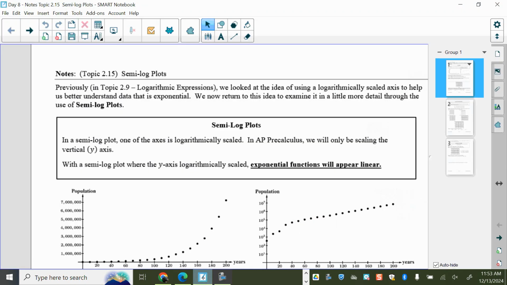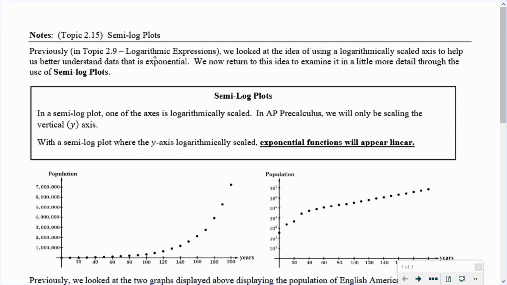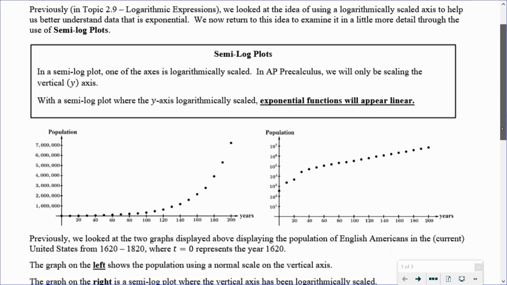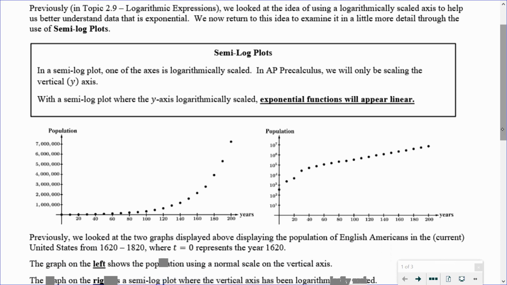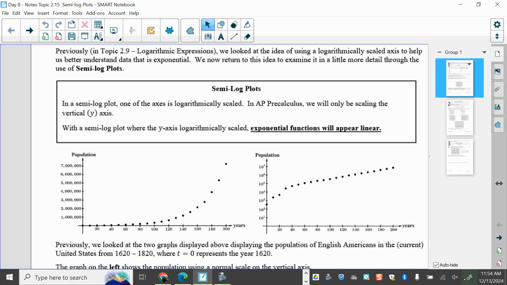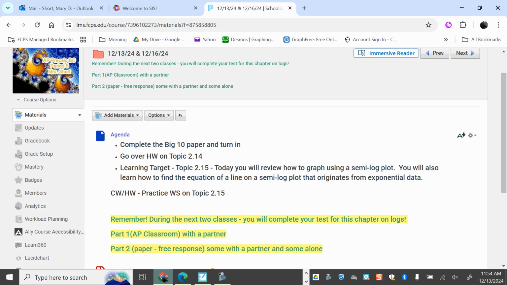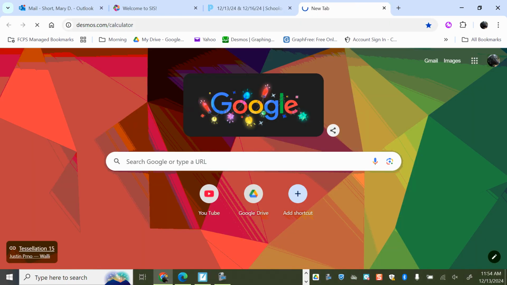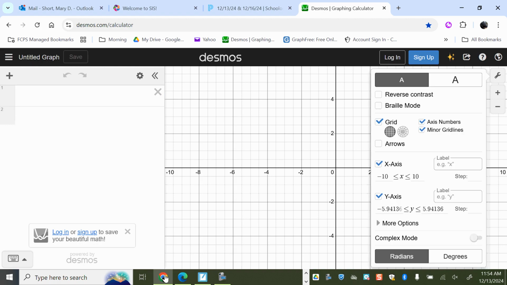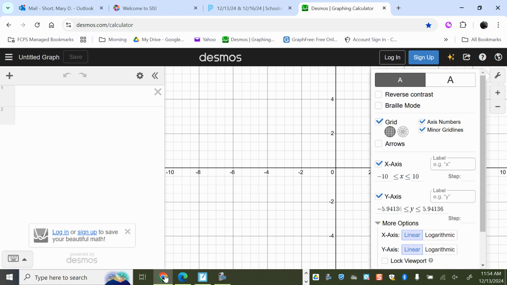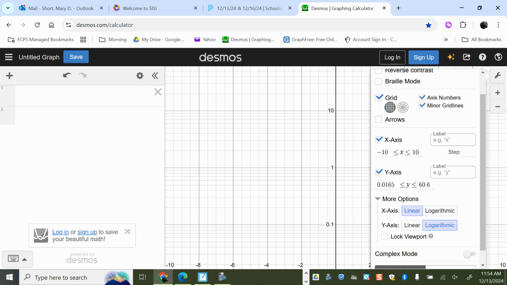All right. So semi-log plots here. You already know this whole first part, because we talked about semi-log plots along the way throughout the chapter. The main thing to know is, if you're doing it on Desmos, there's a little button to make a semi-log plot. If you put in your table, you go to the wrench, go to more options, and then you make your y-axis logarithmic, and then you get those little lines.